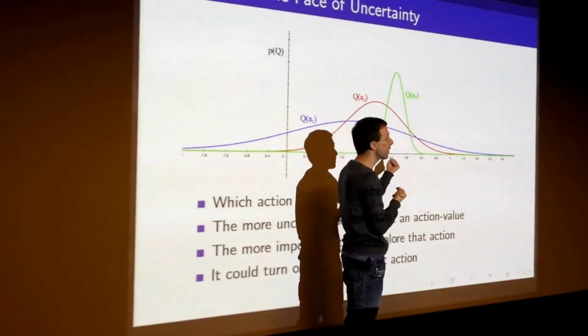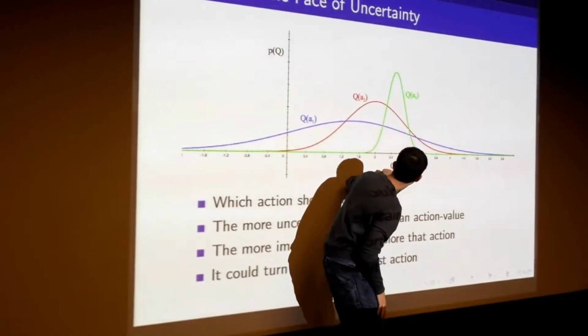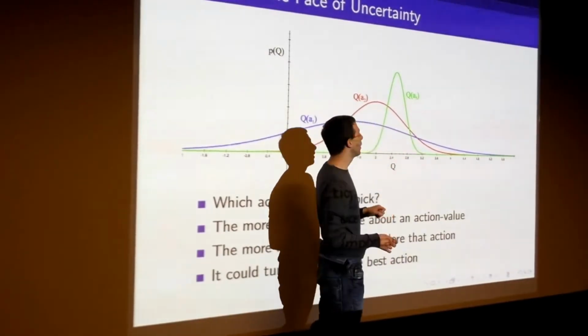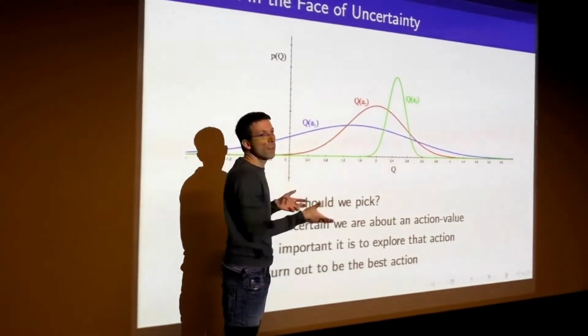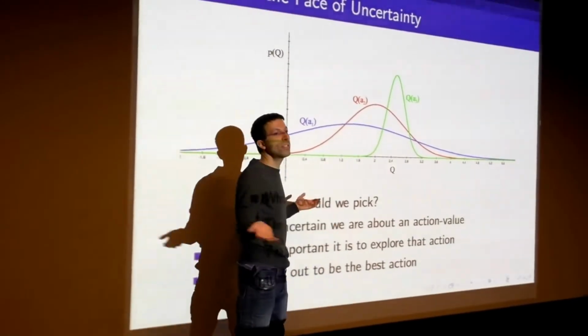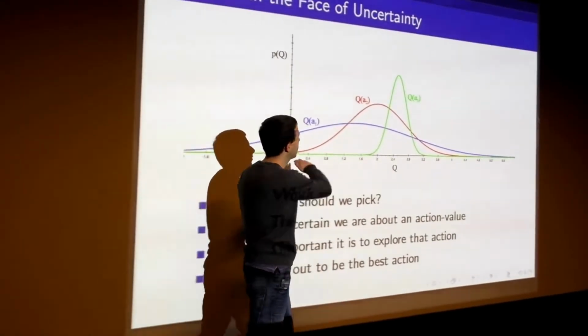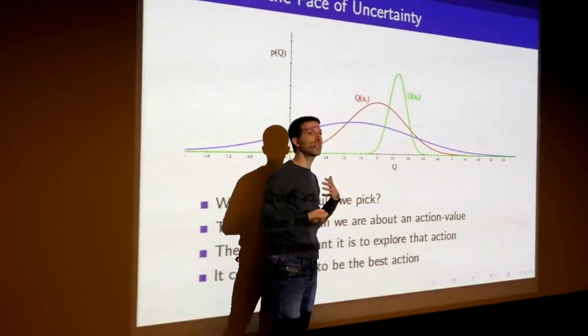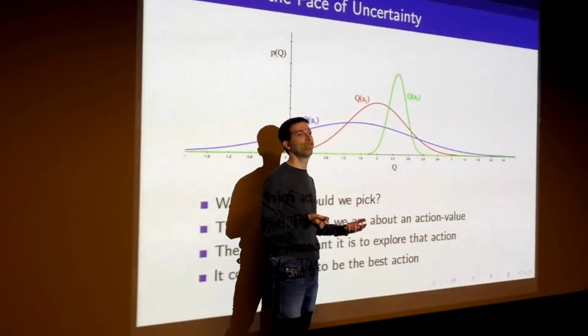We believe that the mean of this arm is somewhere around 2 point something. Whereas this blue one, maybe we've only tried a couple of times and we're really not sure what the mean is. We think it's somewhere around here, but it could essentially be anything. And the red one's somewhere in between. And the question is, which arm should we pick next?